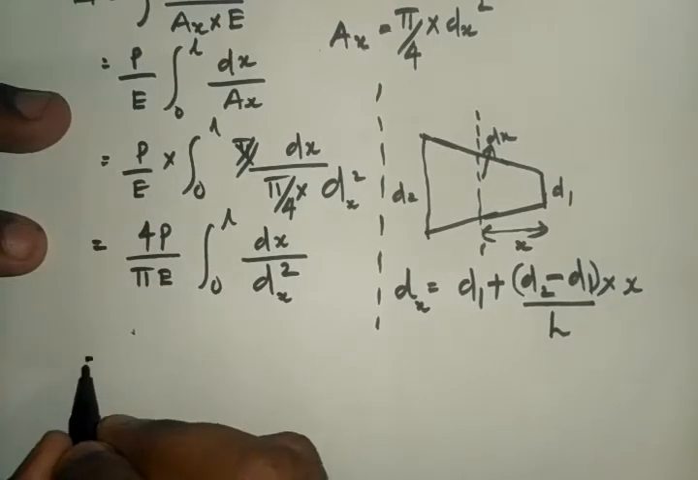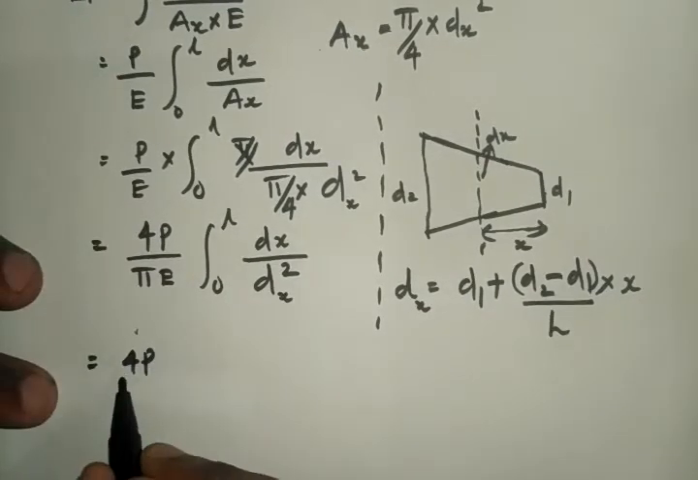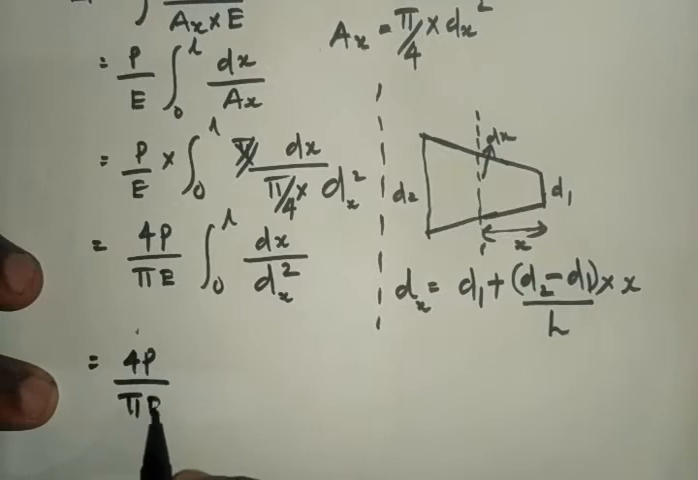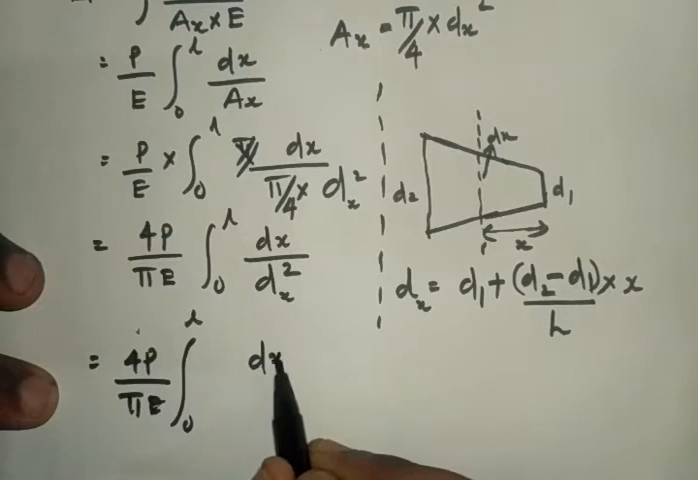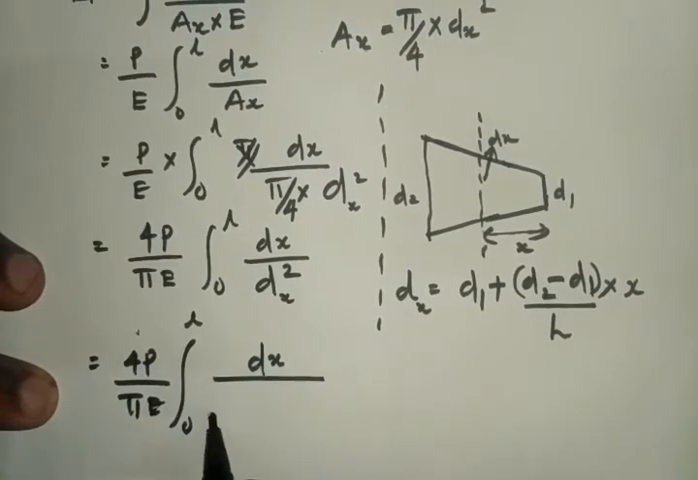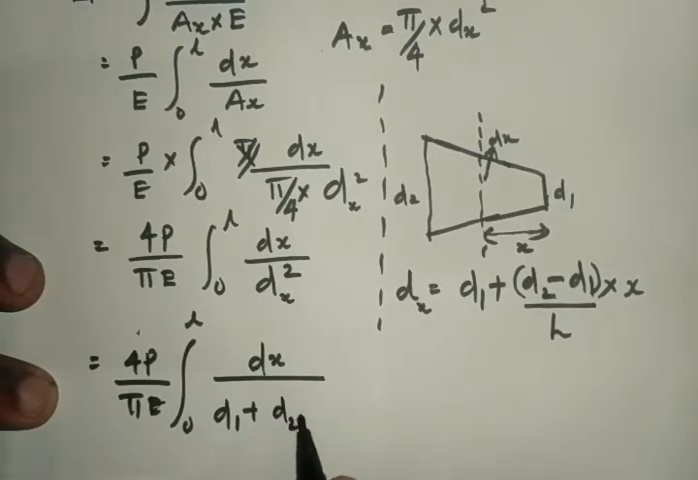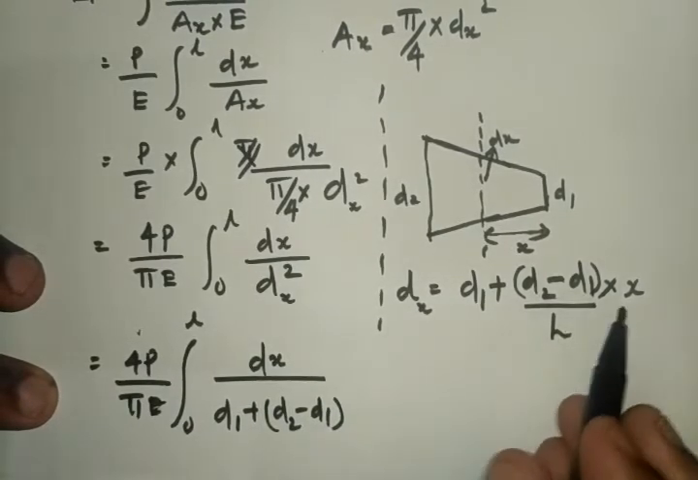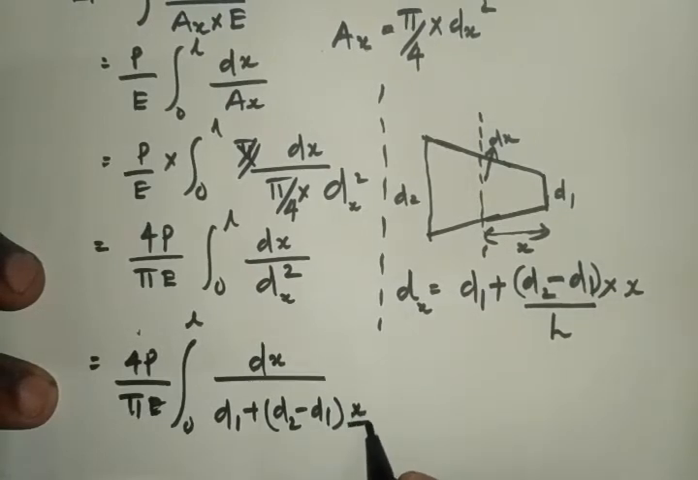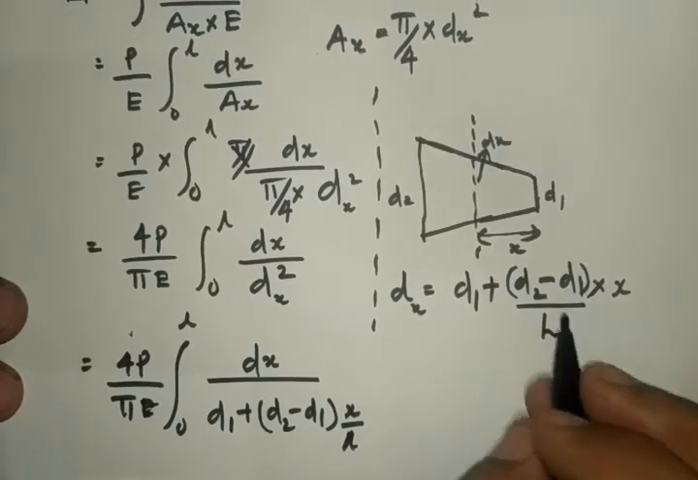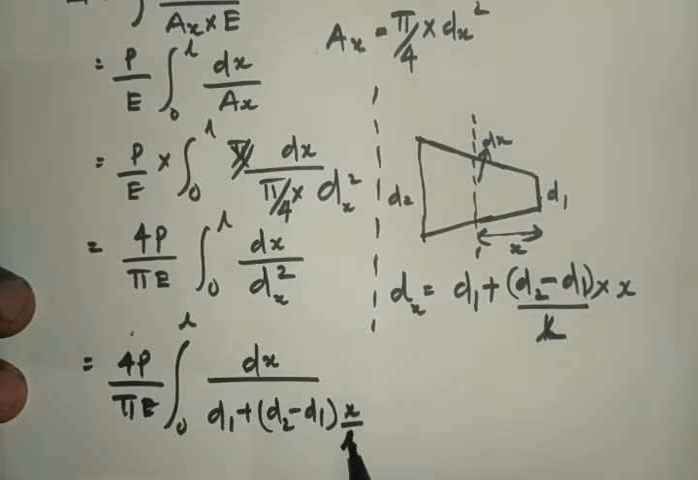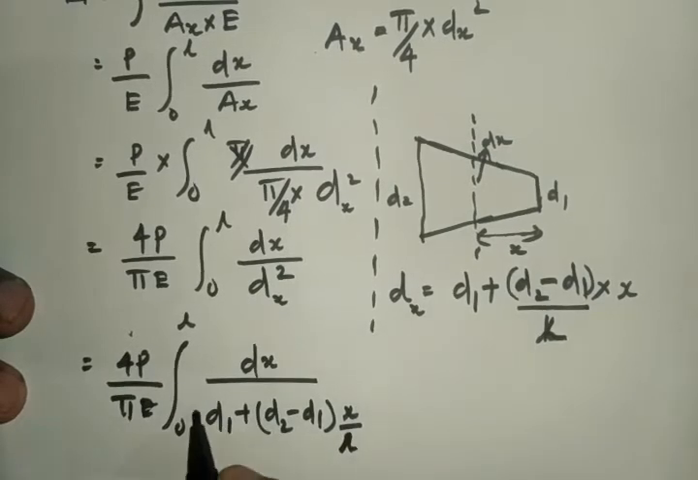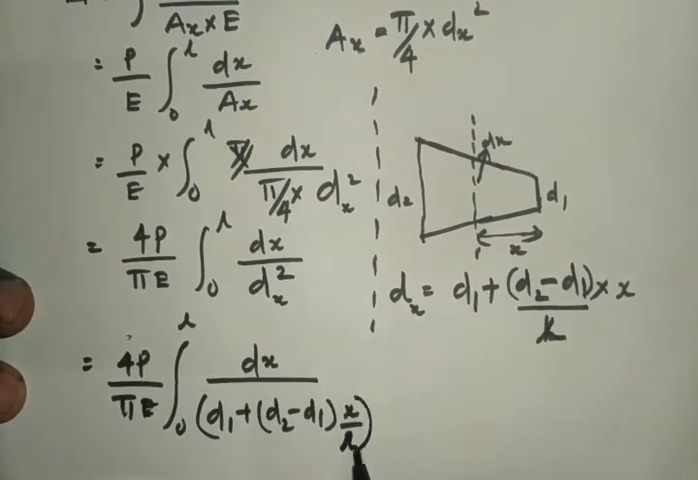So now the equation will become 4P by pi into E, integral 0 to L dx divided by, so that Dx is equal to D1 plus D2 minus D1 into x by L. This can be taken as small l, because we took it as the small l, x by L, whole square.